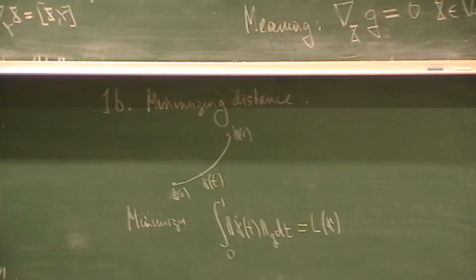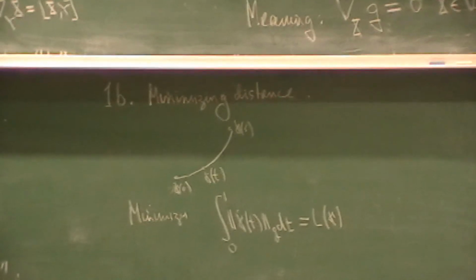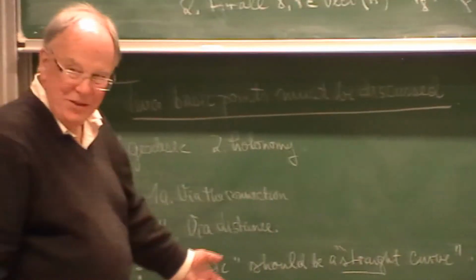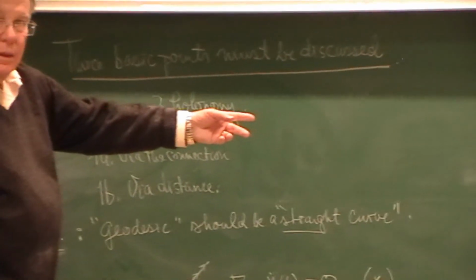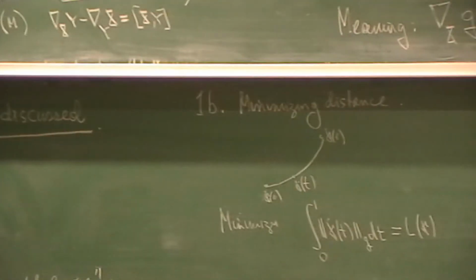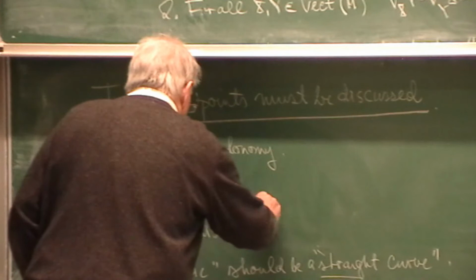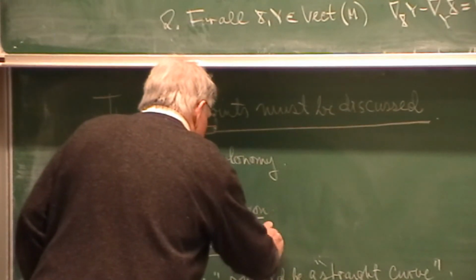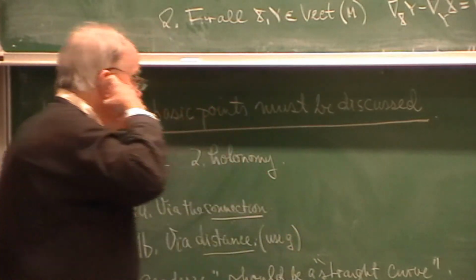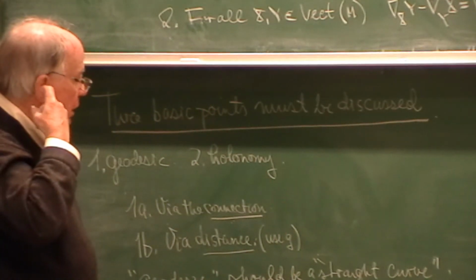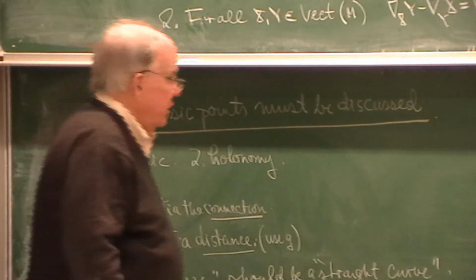Please notice in the first definition I only use a connection. Yeah? In the second definition I'm using the metric. Okay. So 1A is a connection notion, and for the distance notion I use the metric. Well, it's almost time to go.